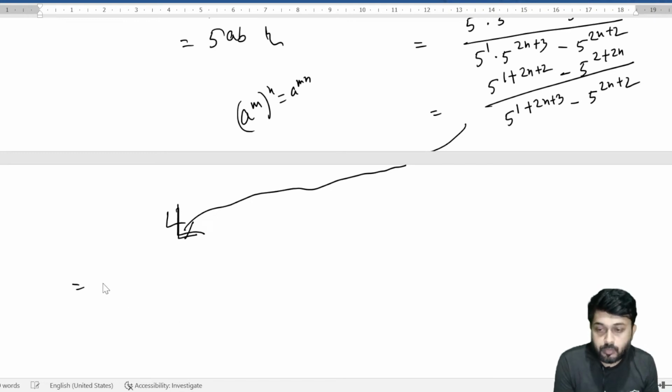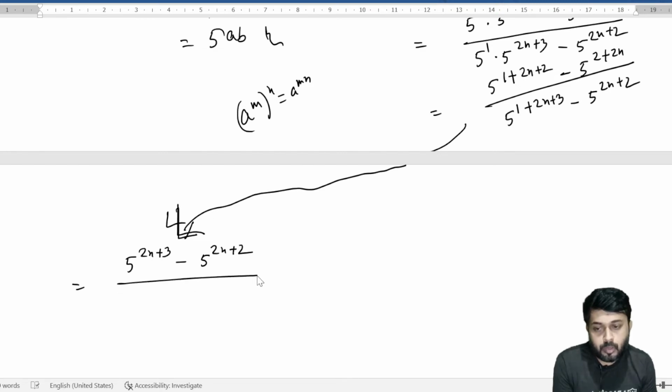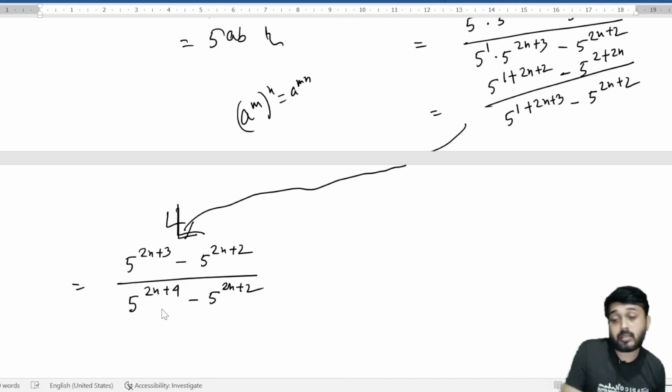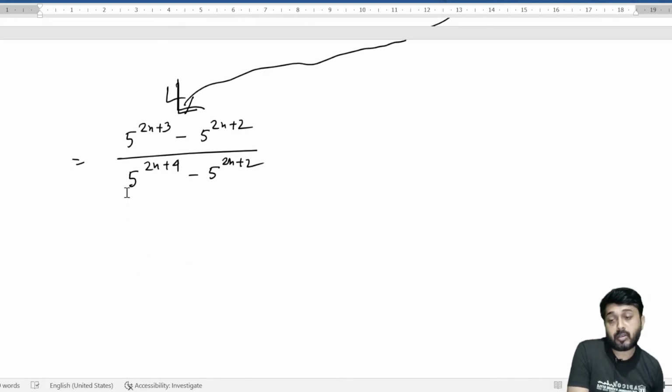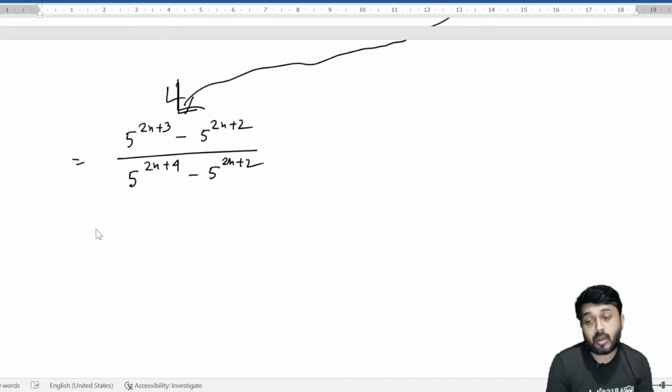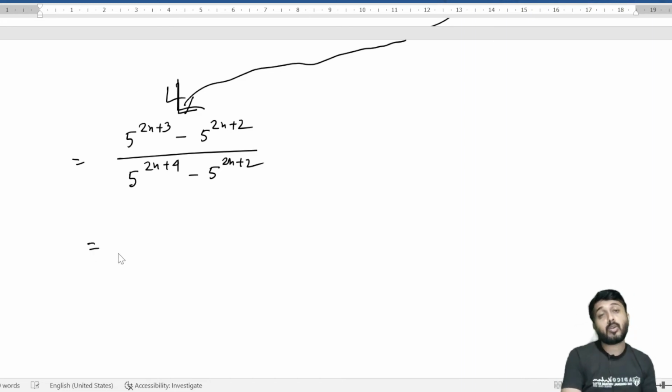Is equal to 5 to the power 2n plus 3 minus 5 to the power 2n plus 2, divided by 5 to the power 2n plus 4 minus 5 to the power 2n plus 2. Now see, we need to cancel out from numerator and denominator. In order to cancel out, we need to take out something common. What can we take out as common? The lowest power and the common power between the numerator and denominator.